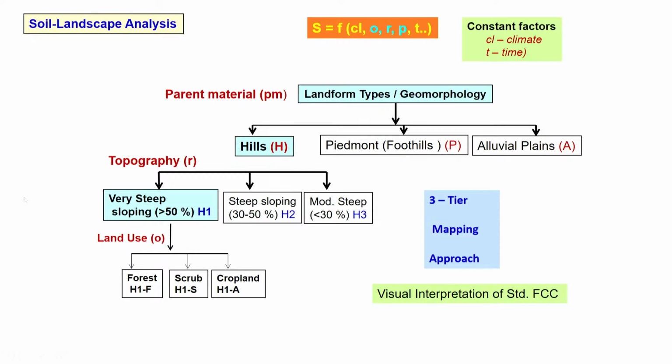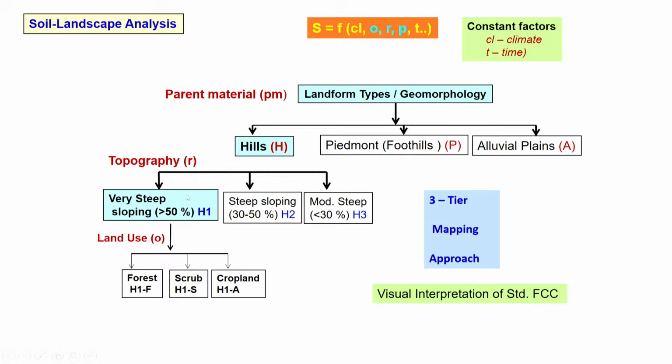So I am again repeating that first you get the parent material map, or you get the landform types or geomorphology map, and you divide your area into geomorphology classes. So first you interpret the geomorphology of your area. For example, hills, Piedmont plains, alluvial plains in the previous satellite data I have shown. Then you divide each map unit. Here I am taking only one geomorphologic unit, hills.